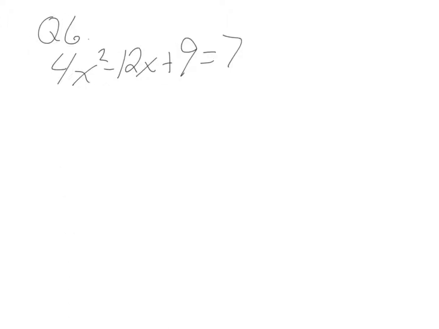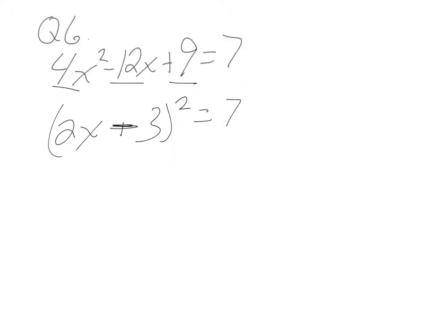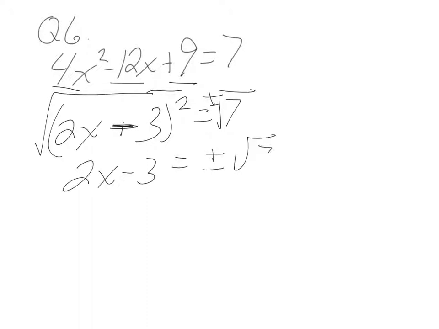For question 6, it's the same situation, if we recognize that this is a perfect square trinomial. The first term is a perfect square of 2x. The last term is a perfect square of negative 3, since we have a negative, and 2x times 3 doubled is 12. So we have (2x − 3)² = 7. Take the square root of both sides again with the plus or minus. So we get 2x − 3 = ±√7.